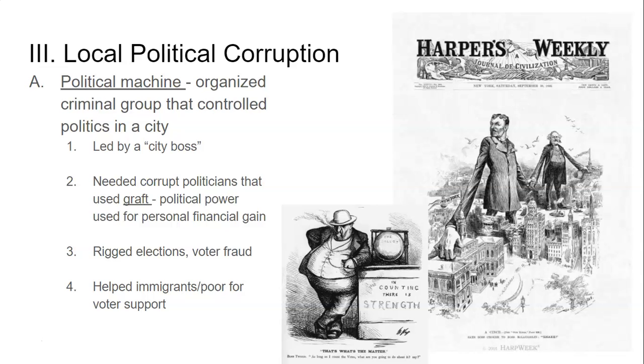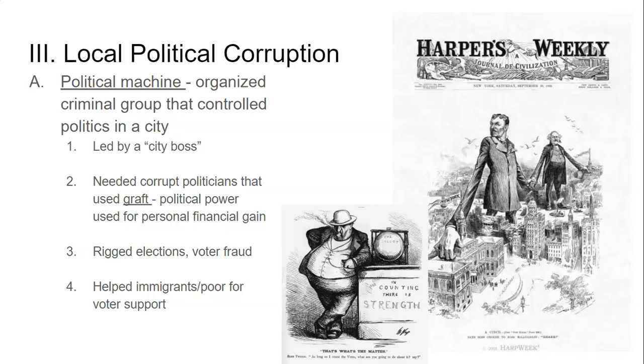And so these corrupt politicians would use what's called graft, which is basically using your political power for financial gain, which is illegal. And we'll look at an example of that in just a second. But they would also rig elections. They would encourage voter fraud, having people vote multiple times or having them vote underneath dead people's names. So you would have an election that had two, three, sometimes four times the amount of votes than people who actually lived in that area. But they would help immigrants or the poor get jobs, find housing, that kind of thing, as long as their votes remained loyal to the political machine. So it's not to say like, oh, these political machines are great because they helped immigrants.